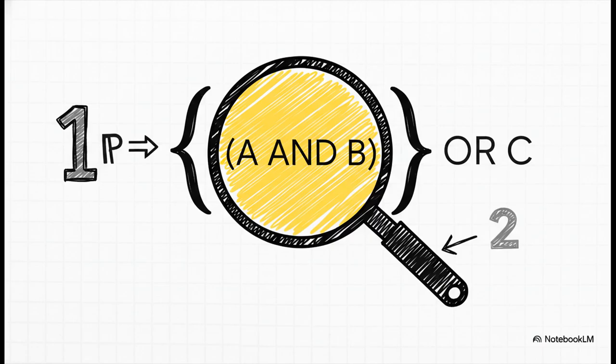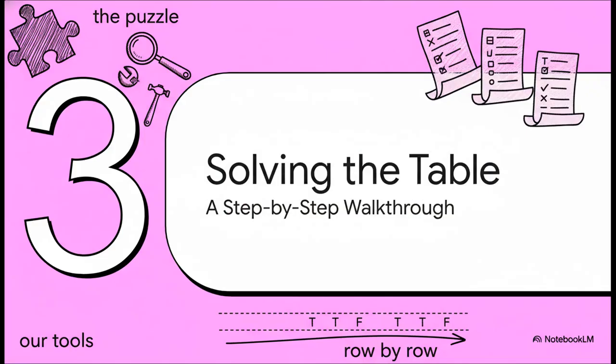And just like in math class, there's an order of operations. The parentheses are a massive clue here. They are screaming at us, telling us exactly where to begin. We absolutely have to solve the A and B part of the expression first before we do anything else. All right, we've got our puzzle, we've got our tools, and we've got our rules. I think it's time we put it all together and actually solve this thing, row by row.